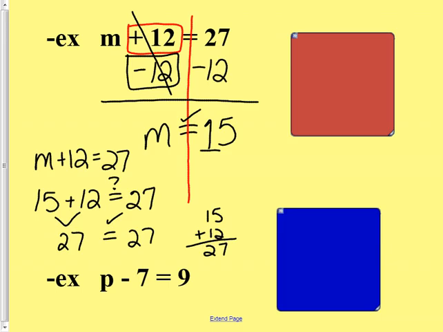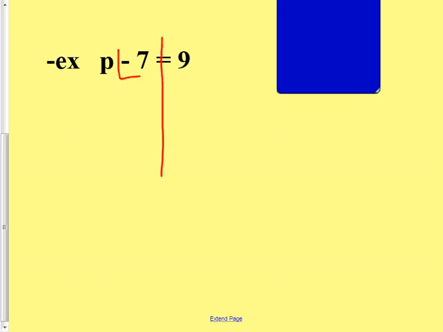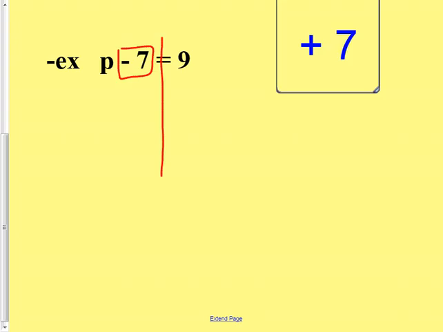All right, looking at another example. P minus 7 equals 9. To do that equation, we look and see what kind of equation it is. It's a subtraction equation because that's what we need to get rid of. There's a minus 7 here to get rid of. And how do we get rid of minus 7? Well, we do the opposite of it, which is plus 7. We're going to add 7 to both sides of this equation.